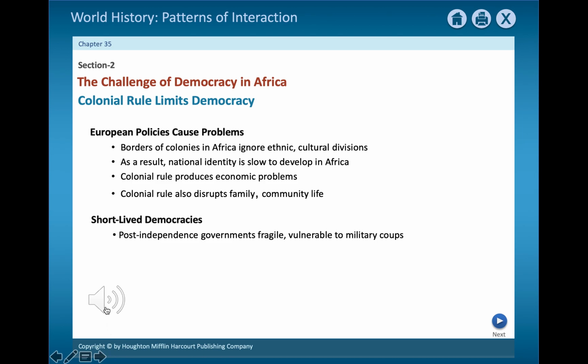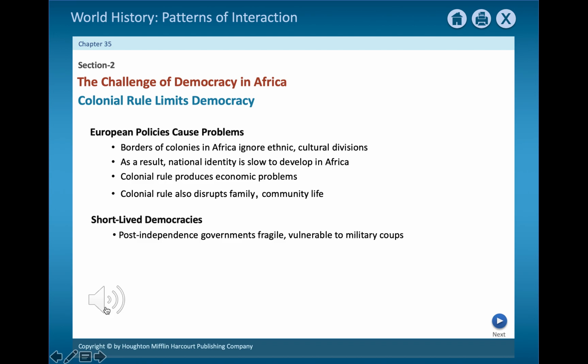Chapter 35, Section 2. Nations have had a hard time setting up democracy in Africa because of colonial rule. European powers drew up borders in Africa that paid no attention to ethnic groupings. They put people who disliked each other in the same area, causing conflict. Also, they never developed the economies of their colonies. Most of the colonies lacked a middle class or skilled workers. Both are needed for a strong democracy.